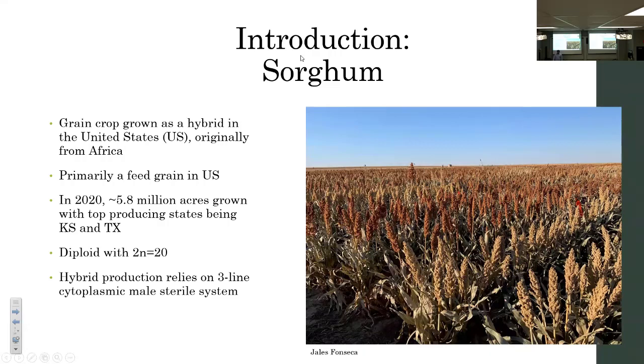There is a small niche market starting to come up for food and other applications, but it's primarily a feed grain for the US. In 2020, there were about 5.8 million acres produced, and our top producing states are Kansas and Texas. It's a diploid with 2N equal to 20, so a pretty good genetic system to work with. Hybrid production relies on a three-line cytoplasmic male sterile system, an ABR system.